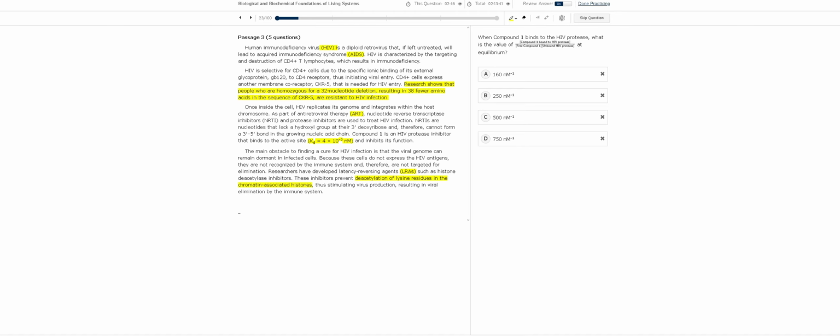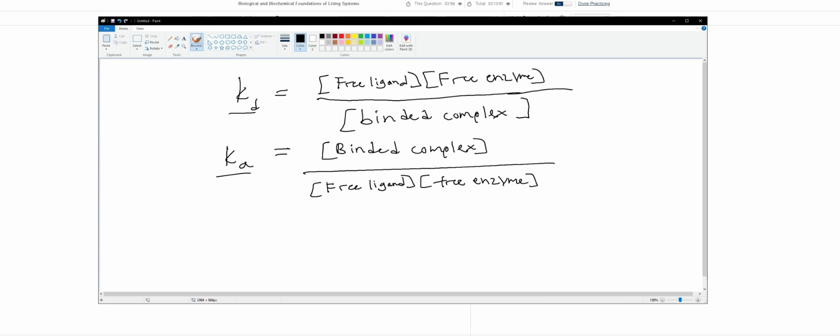Now going back, they give us a constant of dissociation. We don't have a constant of association in the passage. They only give us KD. So what can we do? Like what we did in the problem right here, if we take the reciprocal of KD, we can find Ka. So let's do that. Let's take the reciprocal of this.